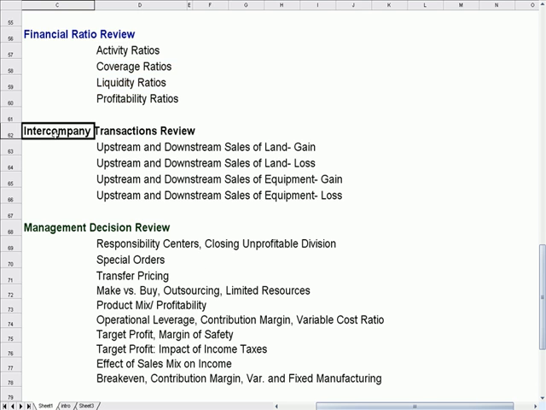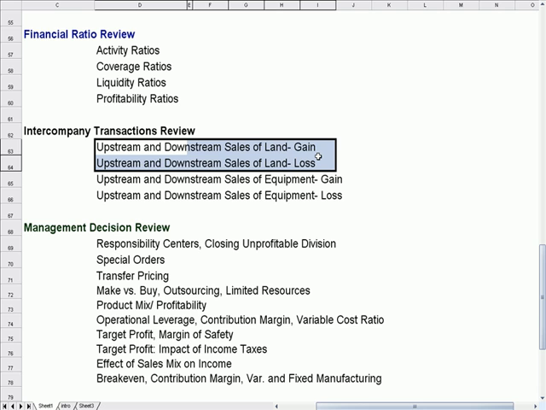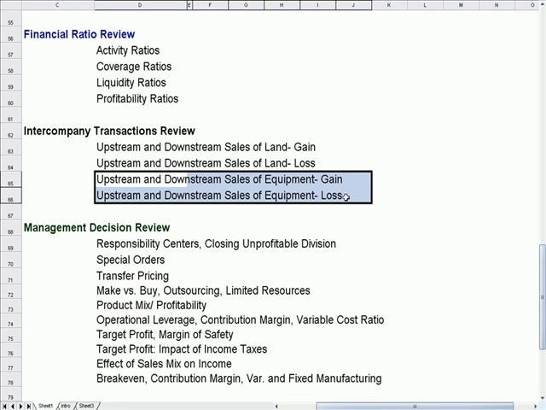I'm getting more questions from people on intercompany transactions and advanced accounting. So we'll cover upstream and downstream sales for land, upstream and downstream sales for equipment at both a gain and a loss.